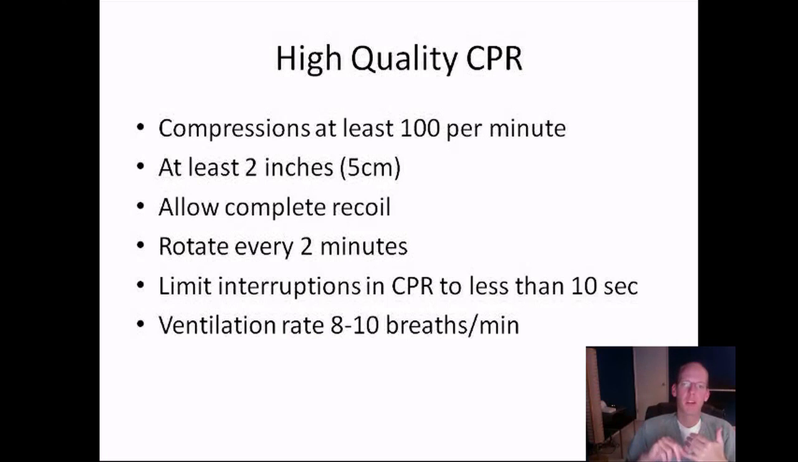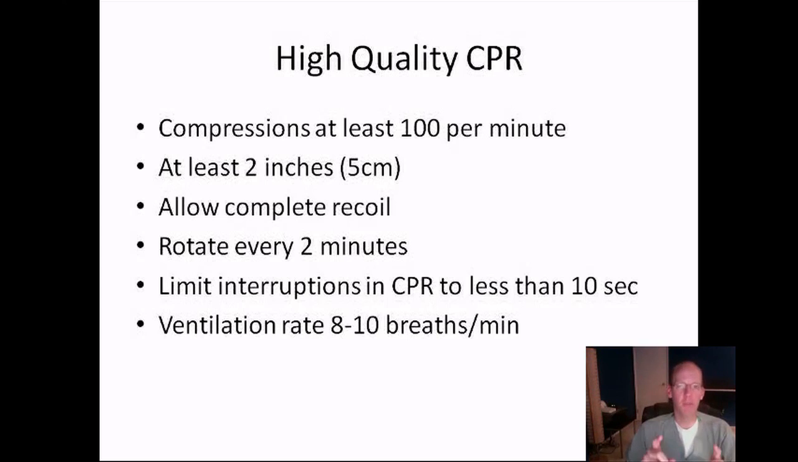So you want a compression rate of at least 100 a minute. Once again, at least 100 a minute. You want the depth at least 2 inches, ideally deep enough to have a physiologic response, which I'm going to talk about how you can monitor in a minute. You're going to want to allow complete recoil of the chest. Once again, this is very important. If you're leaning on the chest and not allowing it to fully recoil, then you're not going to get the maximum flow and also get the maximum return of blood to the thorax.